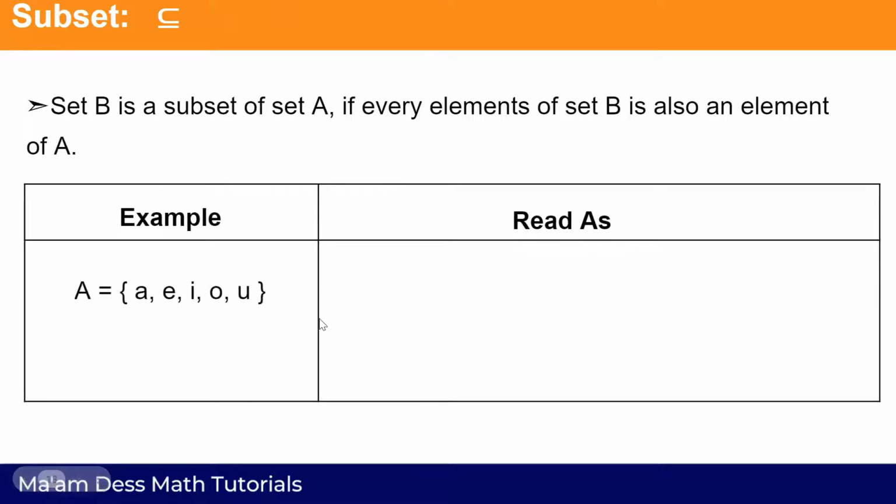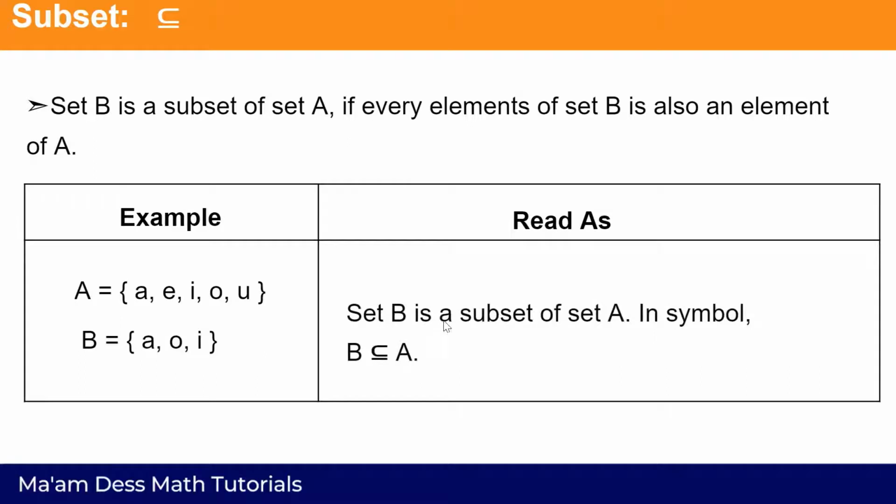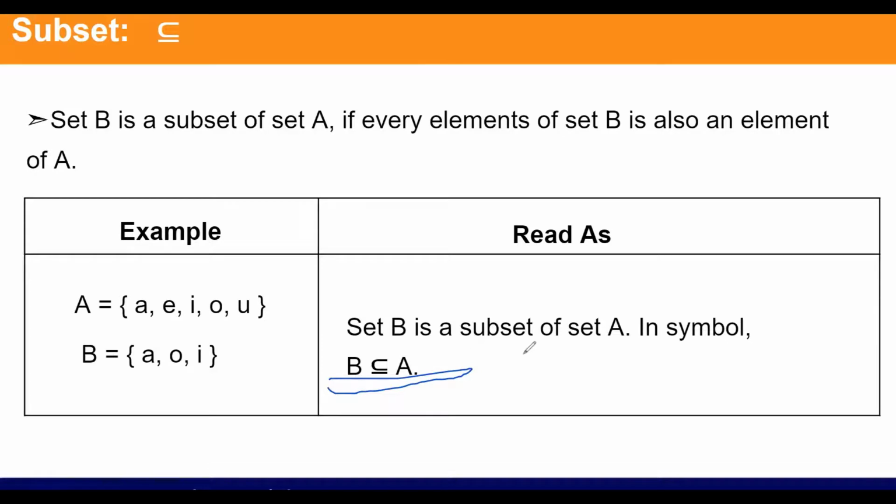Set A, again, contains the vowel letters in the alphabet. Set B has A, O, I. Set B is a subset of set A. So here is our symbol. This is the symbol for set B is a subset of set A.